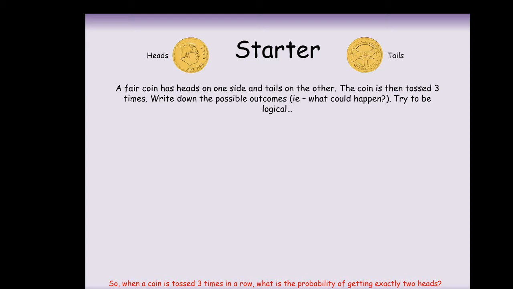So the question says, a fair coin has heads on one side and tails on the other. The coin is then tossed 3 times. Write down the possible outcomes, i.e. what could happen. Try to be logical. So you just need to write down all the options that it could be. I want you to pause the video now and try it. What are the options?